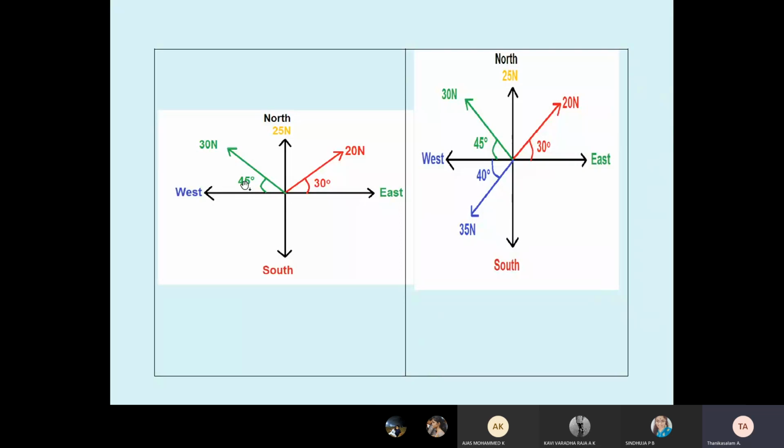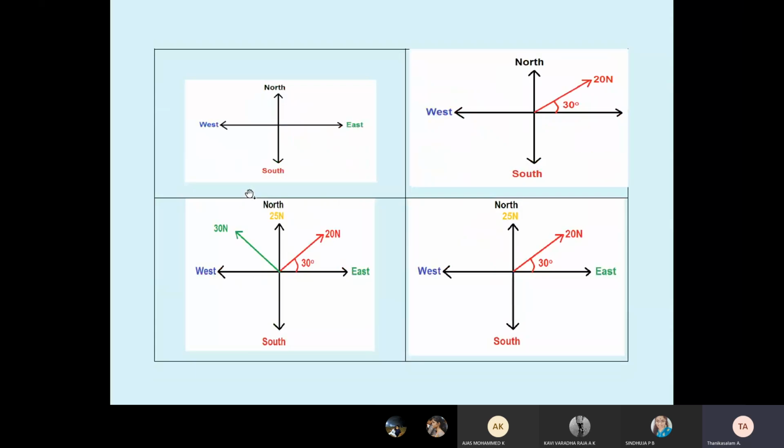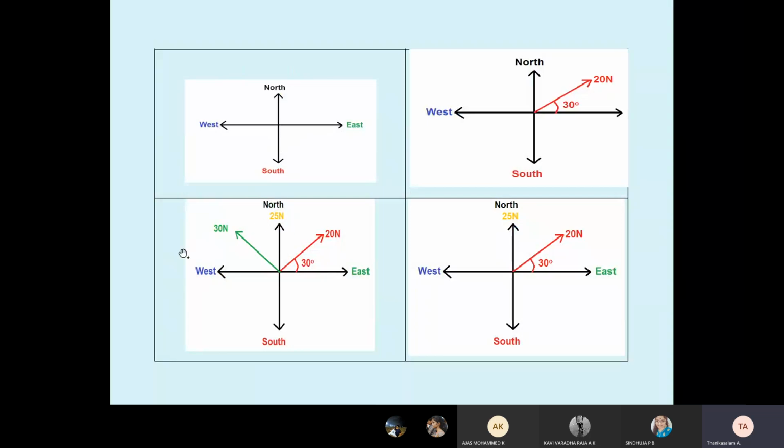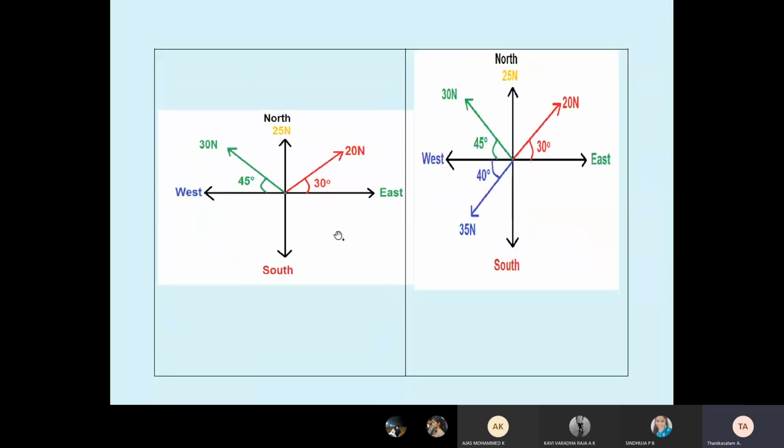Class representative, how did you get 45 degree? Tell me now. So the whole right angle value is 90 degree. As it is going in the center, the half value should come, 45 degree. Yeah, that's why I asked how the 45 degree. See here, 30 Newton towards northwest. Towards, so from north to west it goes. So middle. So the angle is automatically 45 degree.